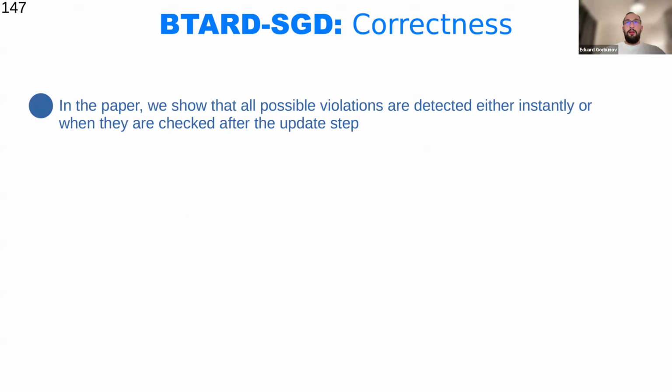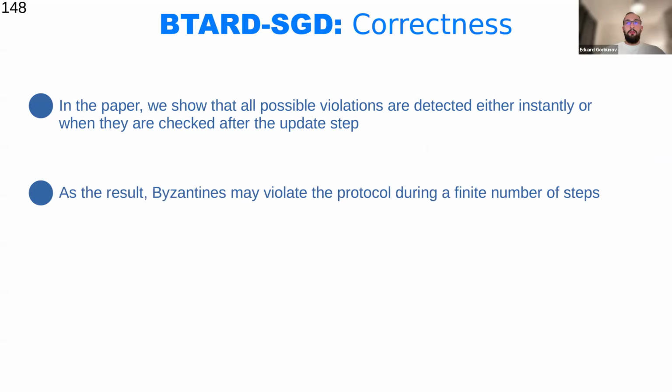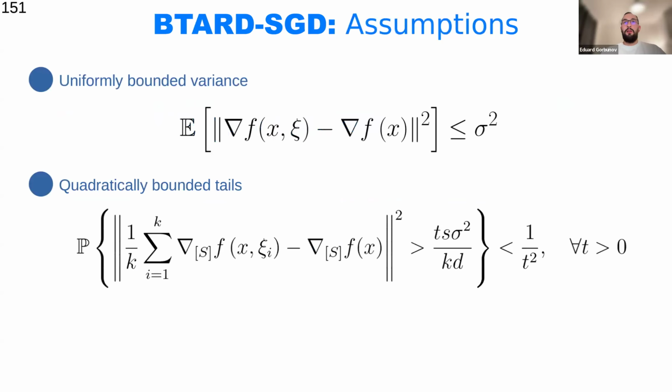And in the paper we check the correctness of the protocol, and therefore Byzantines might violate the protocol only a finite number of steps on average, and the impact of each violation is upper bounded. That's it. And then we can also write the proof.